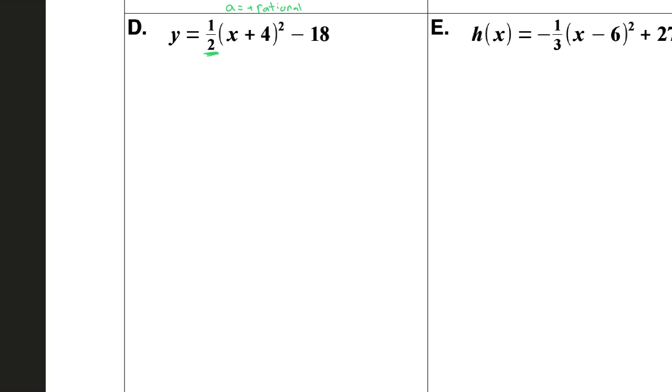But the process is exactly the same. We're going to set it to 0 because we're looking for those intercepts. And we're going to just start undoing everything. So to get rid of this minus 18, we're going to add 18 to both sides. We get 18 equals 1/2 times (x plus 4) squared.